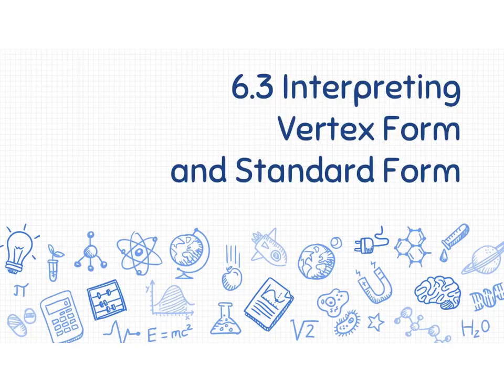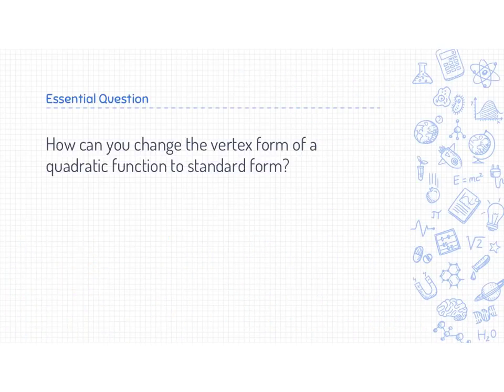Okay, so far we've dealt with quadratic graphs and their parabolas, and we've shifted them, looked at them in vertex form. We're going to continue with vertex form, but also add on standard form. So our essential question is, how can you change the vertex form of a quadratic function to standard form?